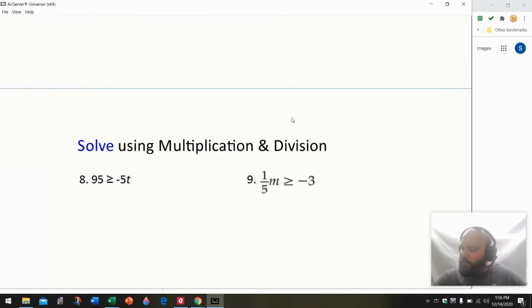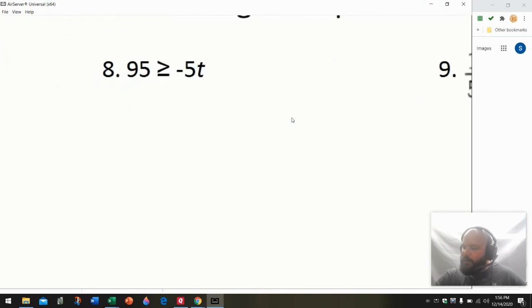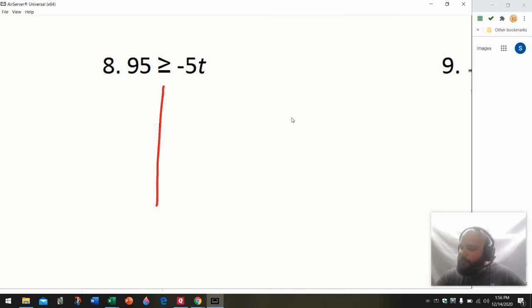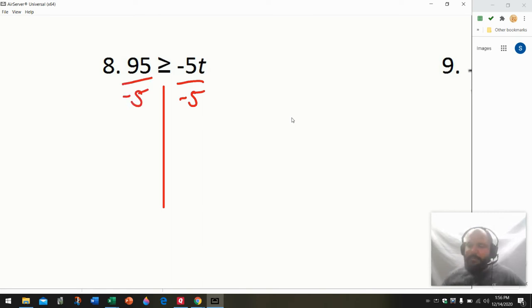So moving on, let's look at number 8. So you can see this one right here. This one's going to have some flipping going on in here, and you'll see why here in a second. But I'm going to draw my line, okay? And then I can see that this t right here is being multiplied by negative 5. So I'm going to divide this side by negative 5, and I'm going to divide this side by negative 5. And so when I divide negative 5 by negative 5, they cancel, and that's the point. We want this variable to be by itself. 95 divided by negative 5 is going to be negative 19, right?